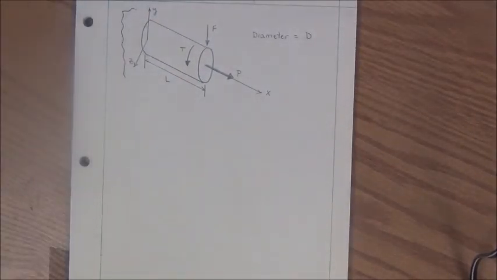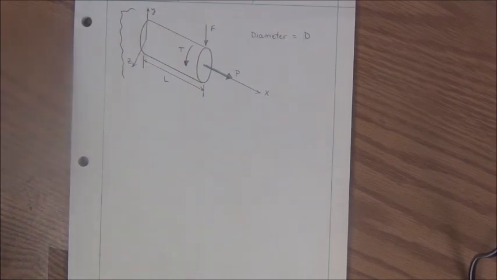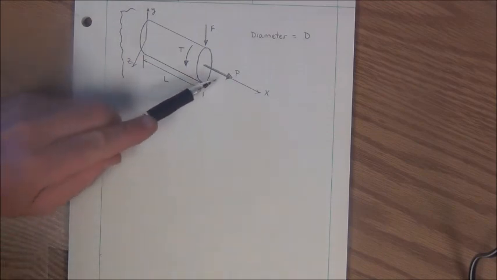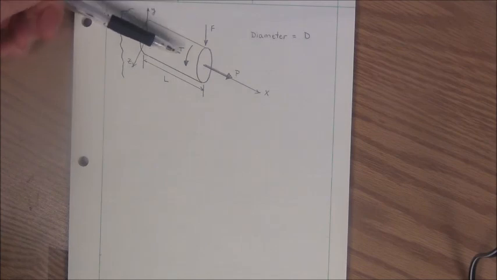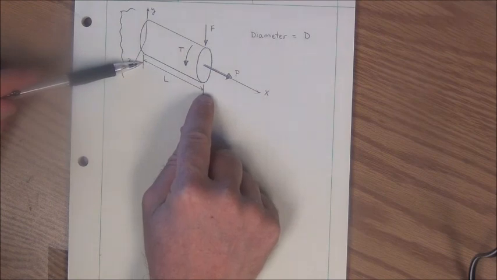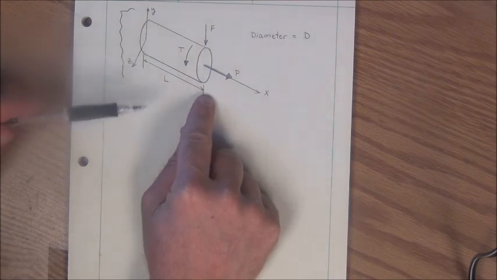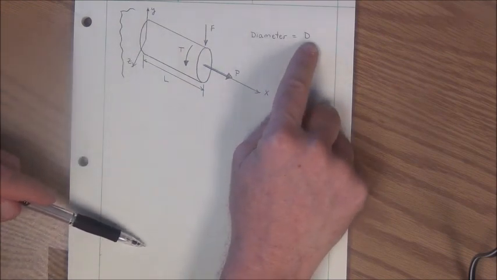Hello. In this video we're going to look at the stresses that occur at 2 points in a cantilever beam subjected to an axial load P, a bending force F, and an applied torque T. The length of our cantilever beam is L, and the diameter of our cantilever beam is a constant, big D.